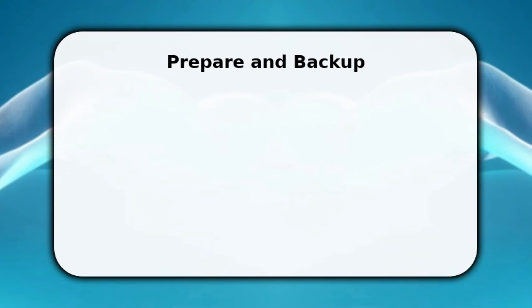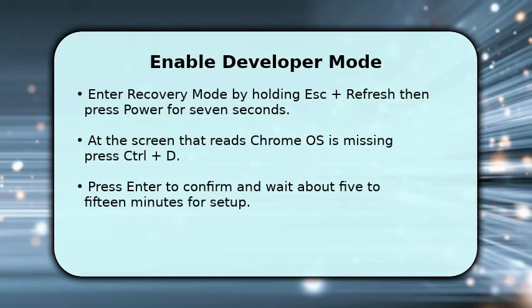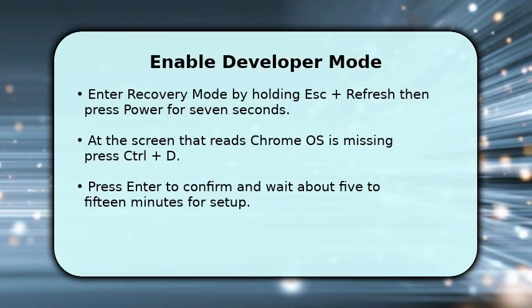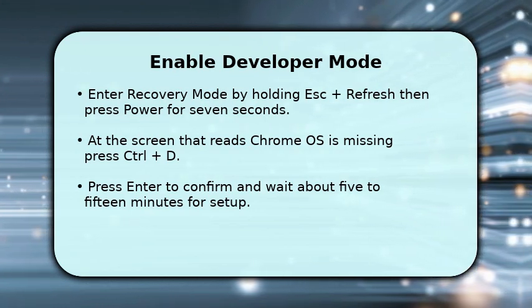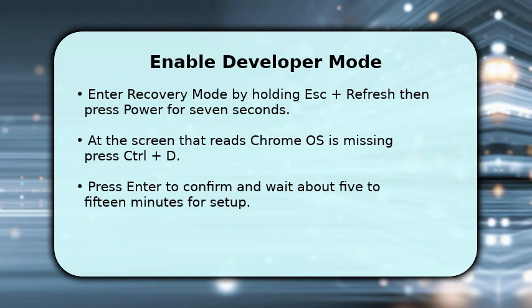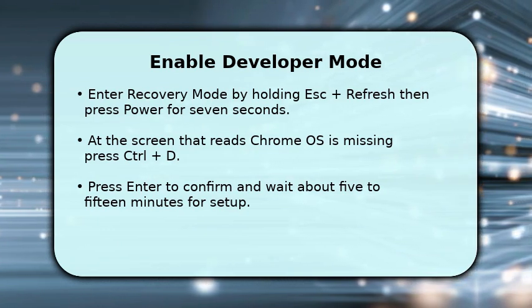Start by powering off the Chromebook fully and then enter recovery mode. Hold ESC and refresh while pressing the power button for 7 seconds. When you see the screen that reads Chrome OS is missing or damaged, press Ctrl+D.